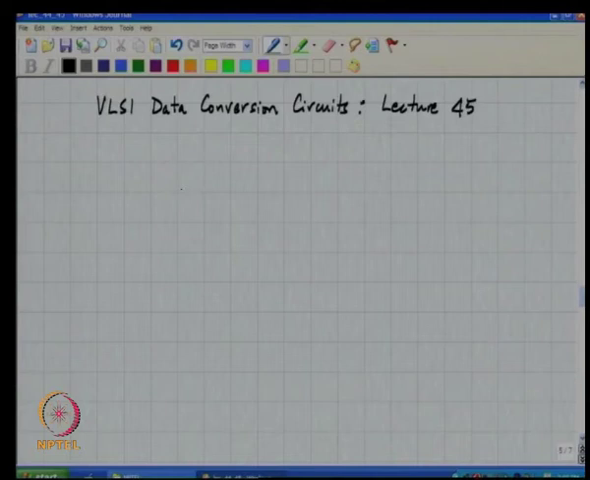VLSI data conversion circuits, lecture 45. In the last class we were looking at the preamp, and I wish to make one last minor point about it.